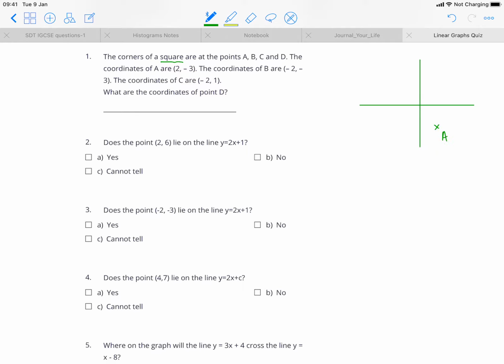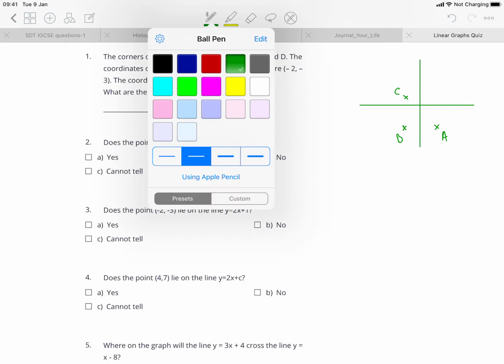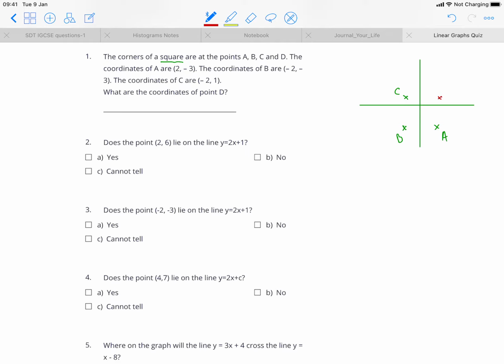We can see B is -2, -3, which is going to be somewhere down here. That's going to be B. C is -2 and 1, which is going to be here. So we can estimate that D is going to be here.